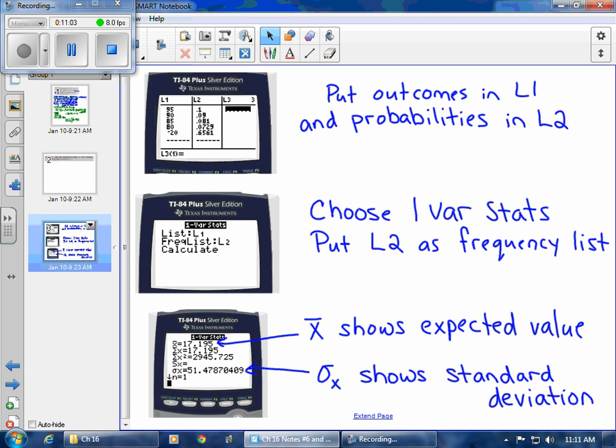So that's the shortcut with your calculator, and it will tell you the expected value. If you look at the mean, that's the expected value. If you look at the standard deviation, sigma x will tell you the standard deviation. X bar will tell you the expected value. Questions on that? So again, if you wanted to do this for the number of darts thrown, you would change L1 to 1, 2, 3, 4, 4, and then leave the probabilities the same and do that same process, and you could find the average number of darts thrown and the standard deviation for that.